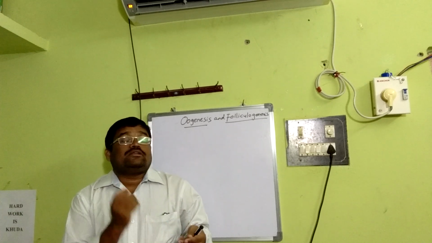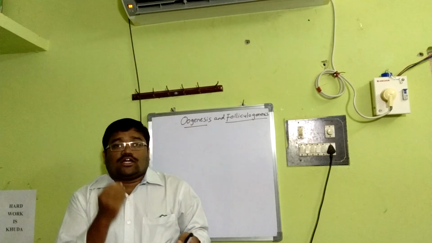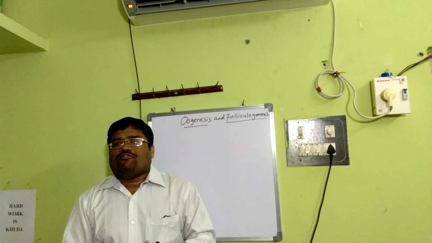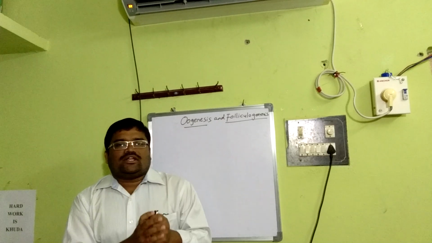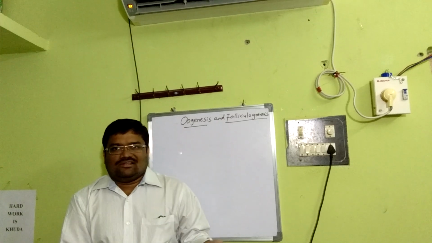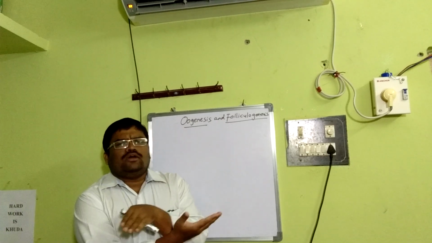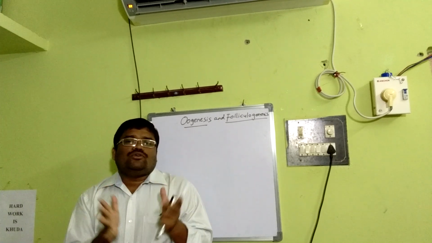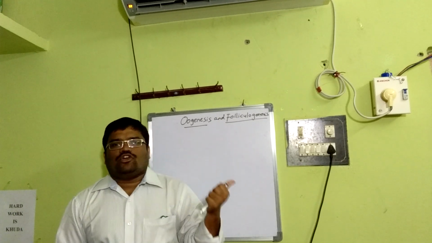Which hormone will it produce? The corpus luteum will release progesterone, which prepares the endometrium of the female uterus if the fertilization is a success. Then that leads to implantation, pregnancy, and all that. It's about the basic overview of oogenesis and folliculogenesis.